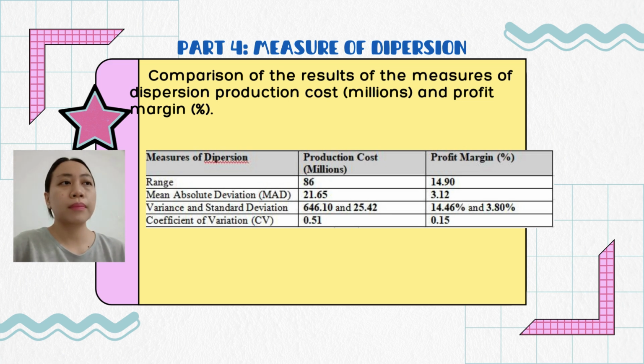3.80%. Finally, the coefficient of variation confirms that production costs are more unpredictable, with a CV of 0.51 compared to 0.15 for profit margins, which indicates more consistency. Overall, production costs are less controlled, leading to greater uncertainty, while profit margins are more stable and predictable.